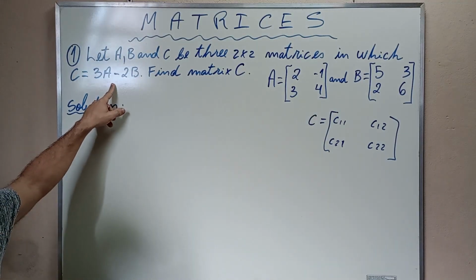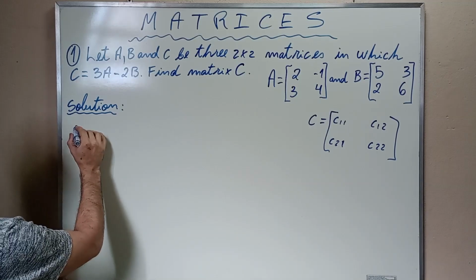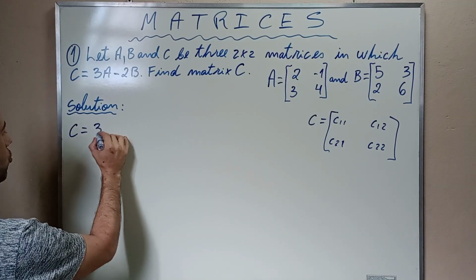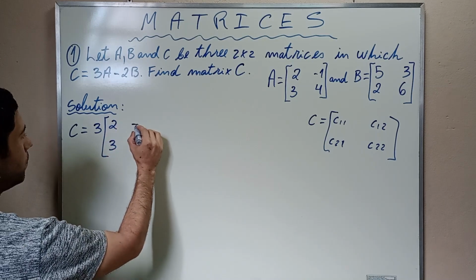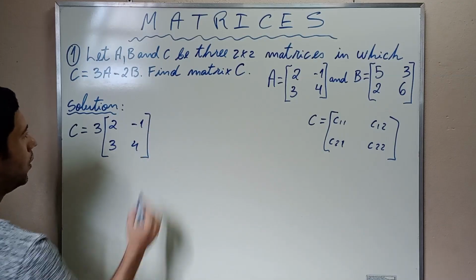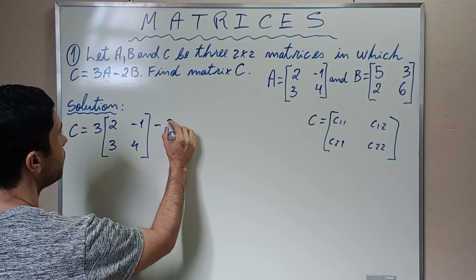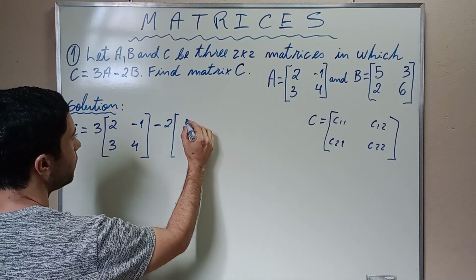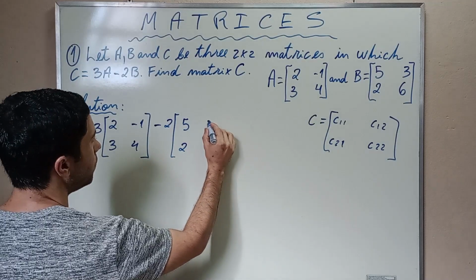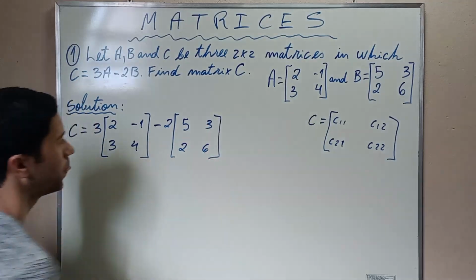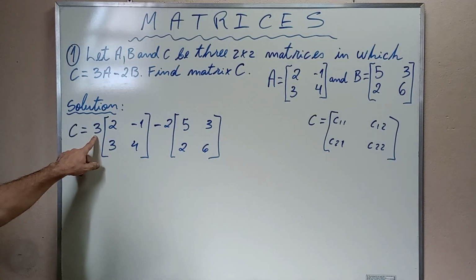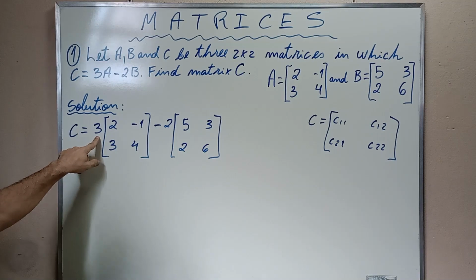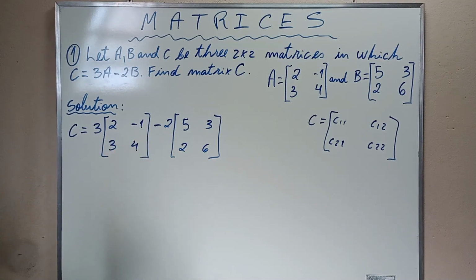We need to use this rule of formation here. C will be equal to 3 times matrix A minus 2 times matrix B. Firstly, we carry out scalar multiplication. We are going to multiply the matrices by these scalars, 3 and negative 2.